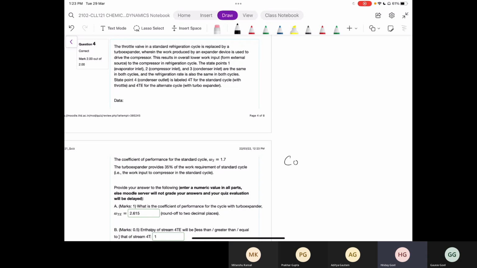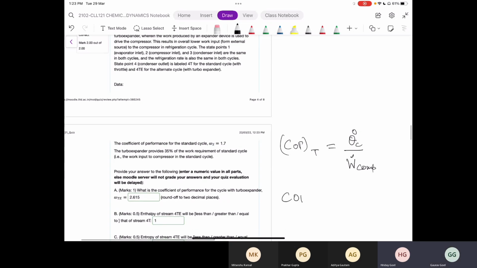So rather than trying to guess, just write what is given. So this is the definition of coefficient of performance. The entire work is coming from outside, so that is the total requirement of the compressor. Oh, I got it. Now I got it. You have written that the turbo expander provides 35% of the work of the standard cycle. So the compressor does that 35% work less.